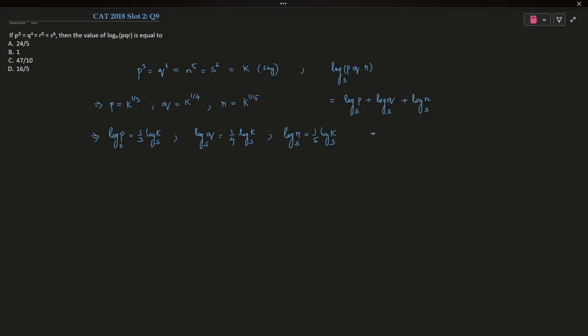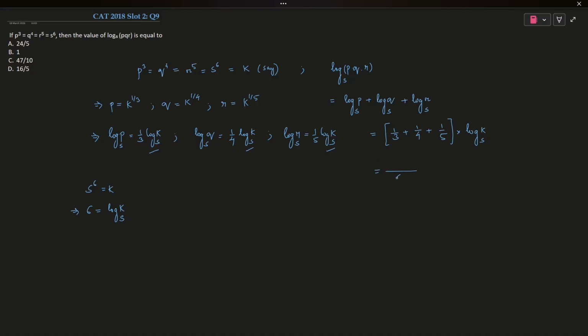Correct? I will substitute the values here. You can see log k to the base s is common in each of the terms. So I can take that out. 1 by 3 plus 1 by 4 plus 1 by 5, into log k base s. Also guys, s to the power of 6 is equal to k. So if I take log to the base s on both sides, I will have 6 is equal to log k to the base s, right?